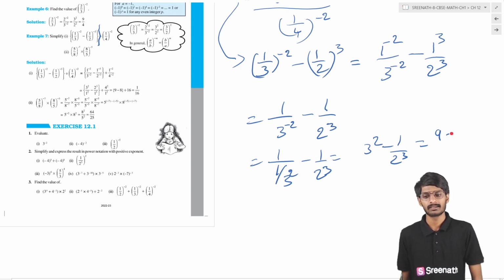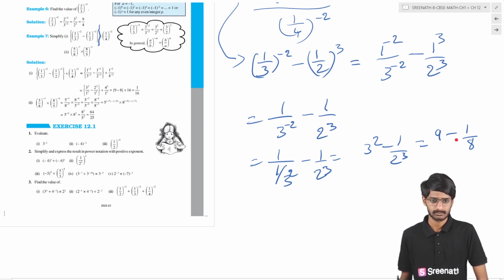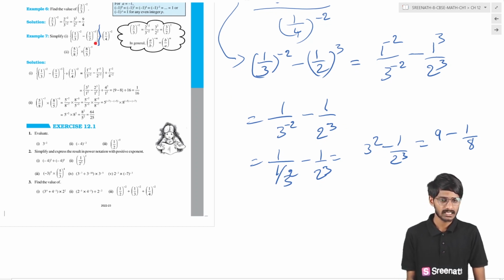So 3 square is 9 and 2 cube is 8. Okay students, 3 square is 9. So here basically what is happening students? Here minus 3, minus 3. So what happens whenever there is a minus symbol? Here also there will be a minus symbol. So it will become 1 by 2 cube, no.